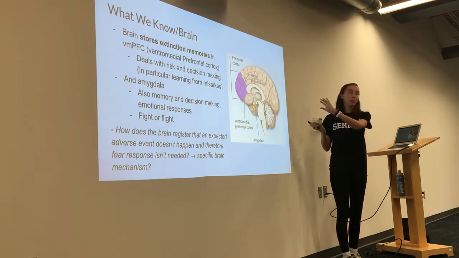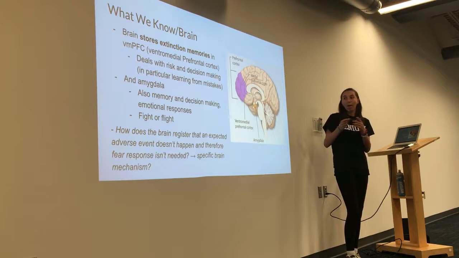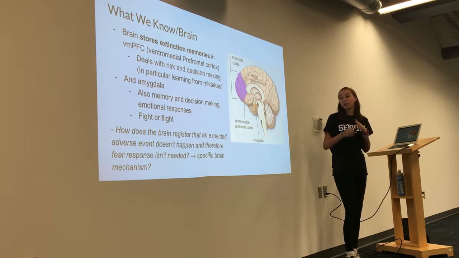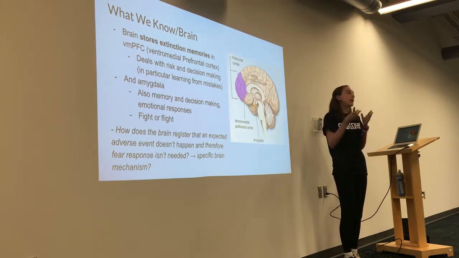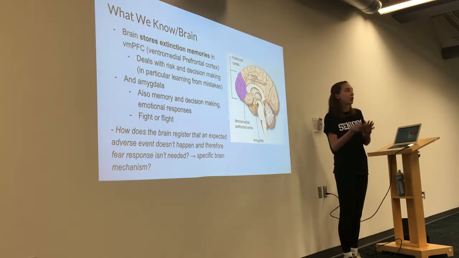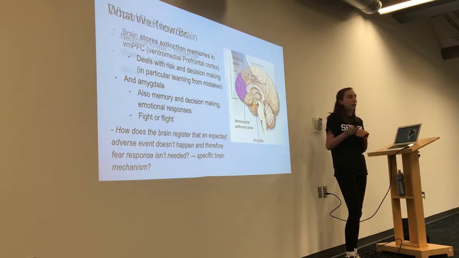Again, they know those parts of the brain are responsible for fear, but the scientists wanted to know, first of all, how does the brain know that an expected event doesn't actually happen? How does it process it? And again, as I said, what is the specific mechanism in the brain that's dealing with that transition from fear to safety? The system that they wanted to look into was dopamine.